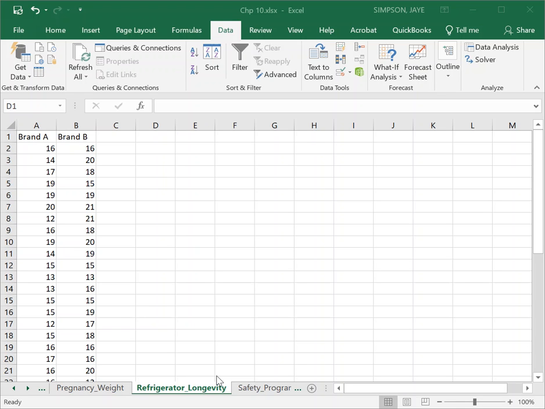So specifically, the problems I'm working are in the Chapter 10 Excel workbook, and they're in the middle of the chapter. If you have the printed textbook, they're on page 339. If you're looking at the online textbook, they're after section 10.1. And I'm going to start with question number 17. It's titled Refrigerator Longevity, and that is the worksheet that I have pulled up here.